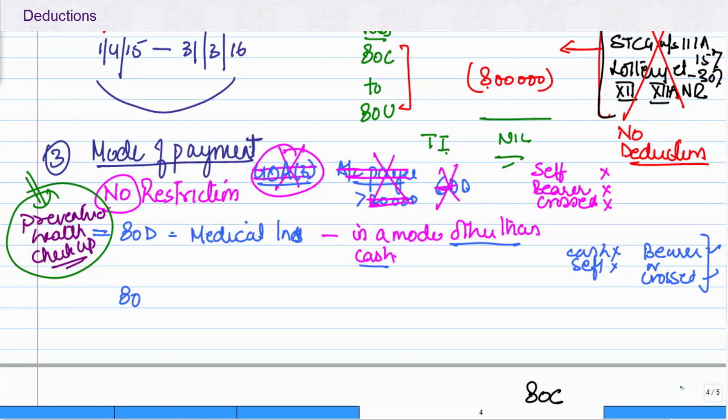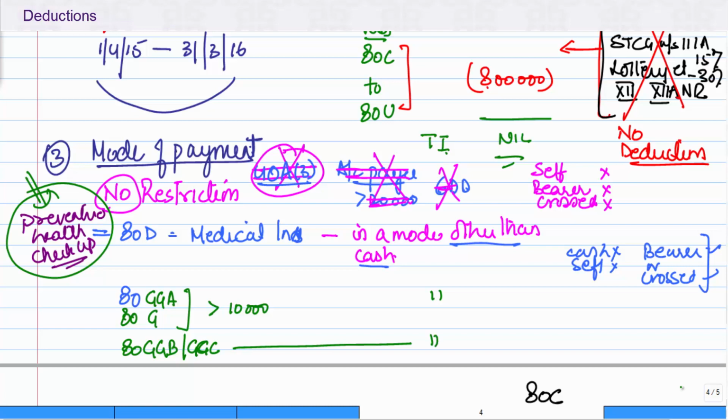That is allowed. In 80T, 80GGA and 80G, if the payment exceeds 10,000, then it has to be made in a mode other than cash. And for political parties in 80GGB and 80GGC, the payment has to be made, no matter what amount it is, in a mode other than cash. Apart from these three, there is no criteria for the mode of payment under the chapter on deductions.